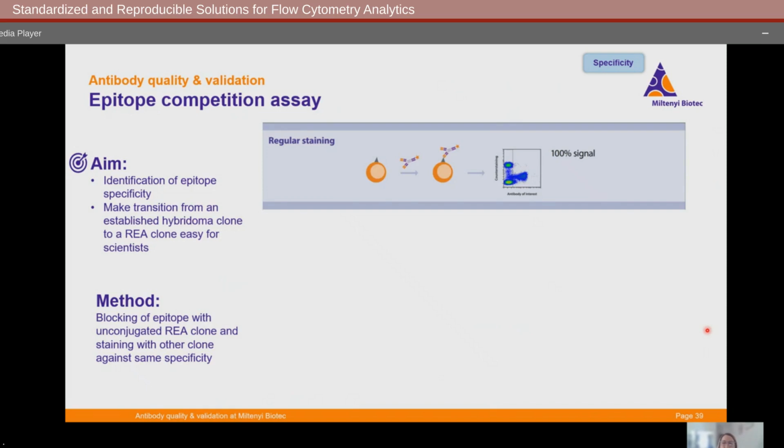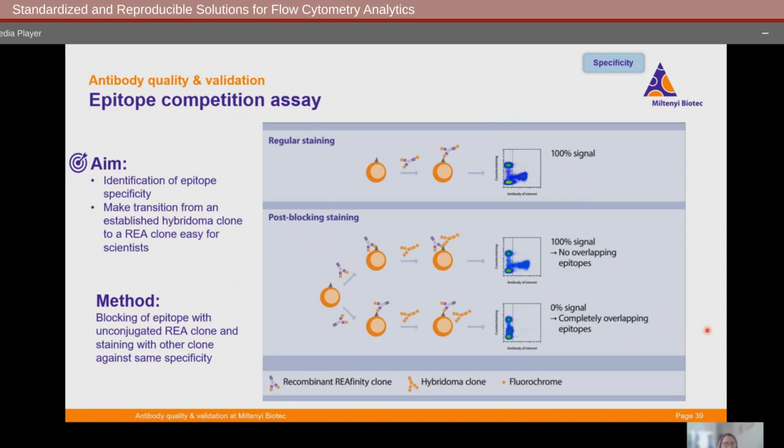The way we do this, it works like a blocking experiment. In regular staining, the antibody is conjugated to a fluorophore and it will show 100% signal. In a competition or blocking assay, we use a pure version of the antibody with no fluorochrome to block that epitope of interest. Then we dose in the comparable hybridoma clone conjugated to a fluorophore, which is what we're trying to compare the recombinant antibody against.